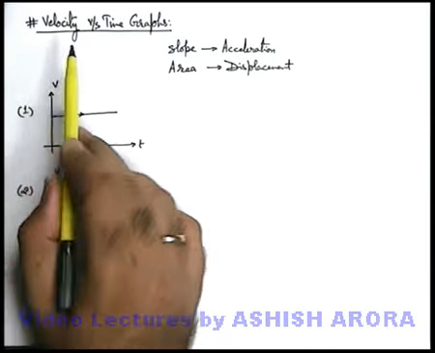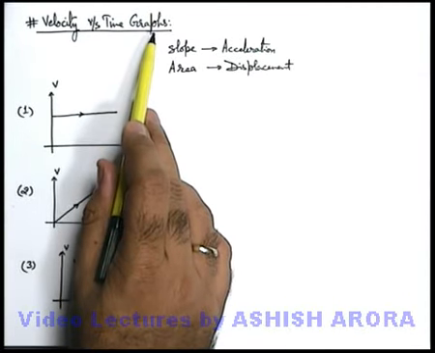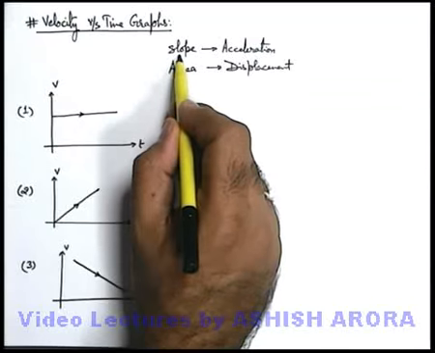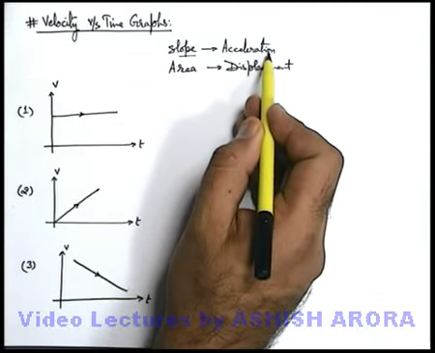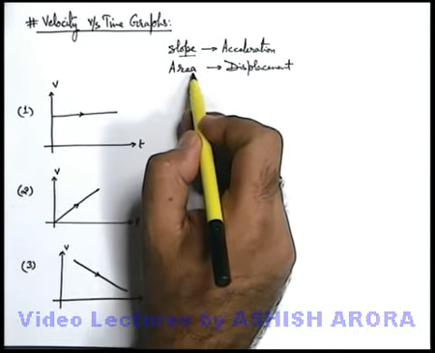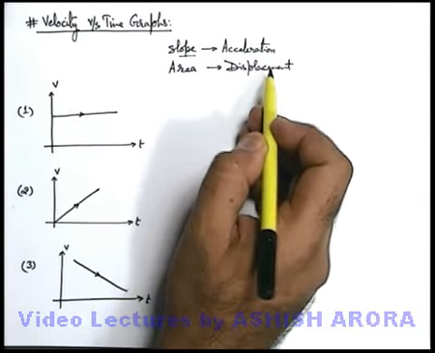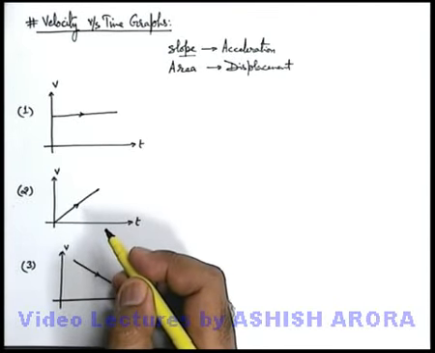Let's analyze some different kinds of velocity time graphs. As we already studied, in velocity time graphs, the slope of the velocity time graph gives us instantaneous acceleration, and the area between this curve and the time axis gives us displacement. So here we first analyze three different kinds of VT graphs.